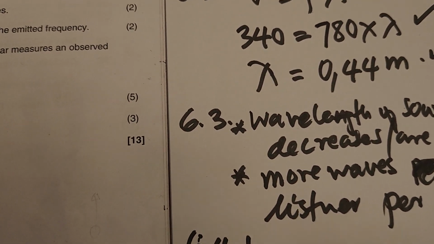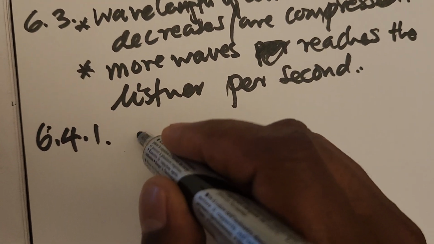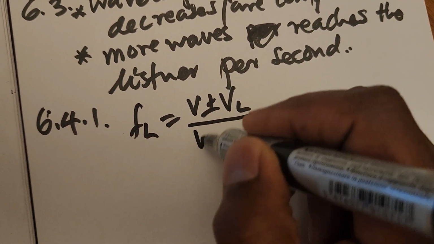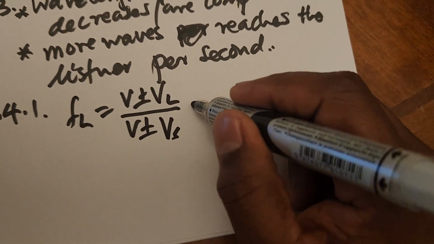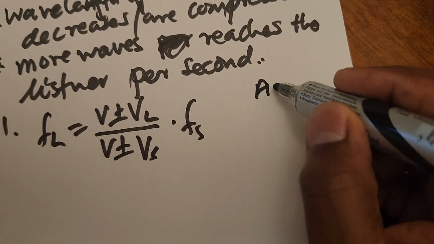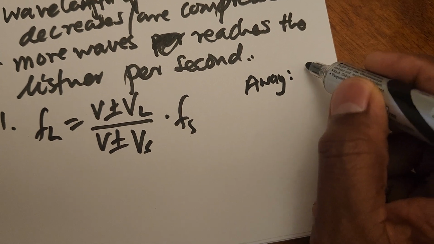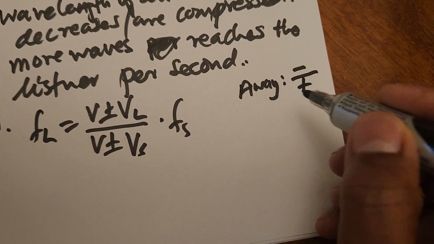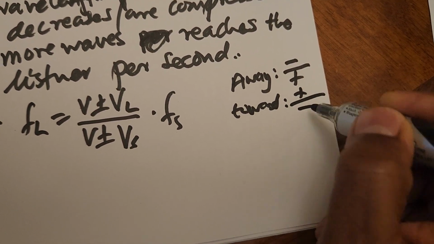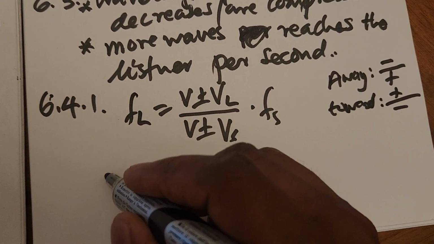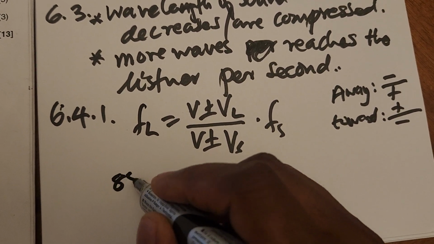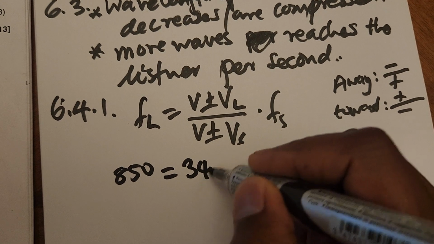Therefore, we're going to use our knowledge to use the Doppler equation, fL equals v plus or minus vL divided by v plus or minus vS multiplied by fS. Remember, learners must know, if it's away, then you must start with negative over positive. If it's towards, then it will be positive over negative. That helps us: here the frequency of the listener is 850, we are told, and the speed of sound is 340.